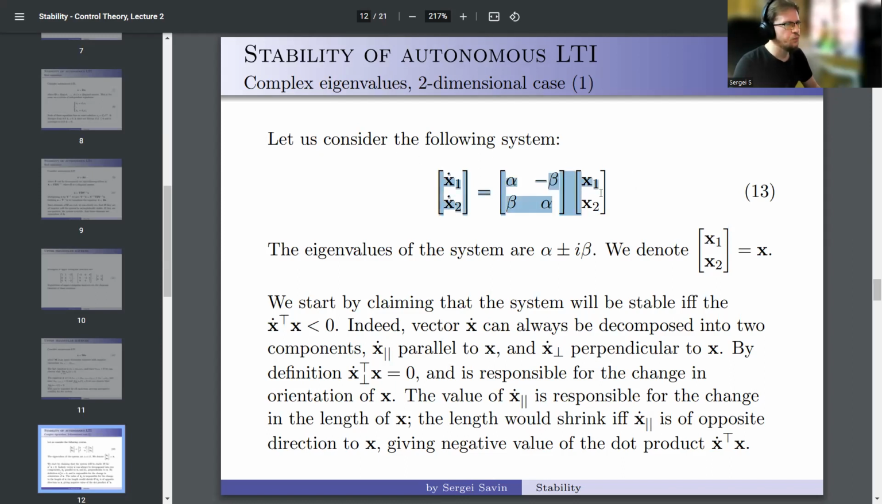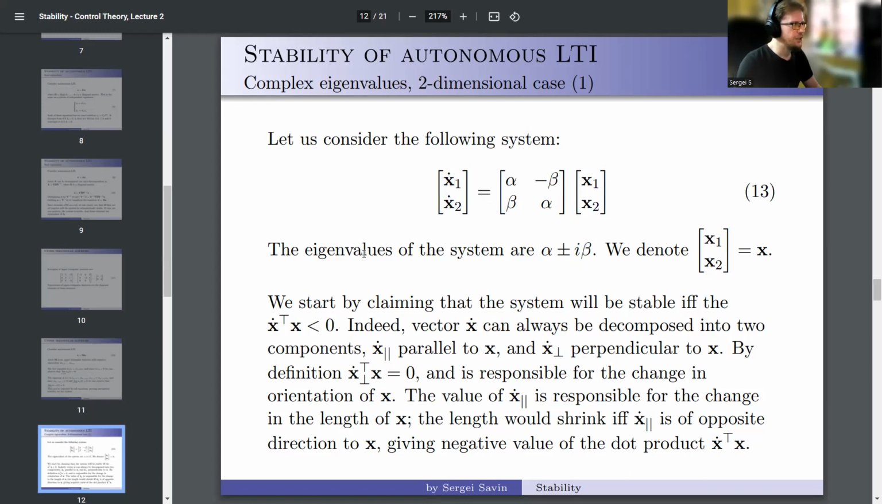So this is a 2x2 system. Very simple. Eigenvalues of this matrix are not real. They're complex: alpha plus or minus i beta. So eigenvalues of the system are alpha plus or minus i beta. Okay. So this is X, this is X dot. Okay.